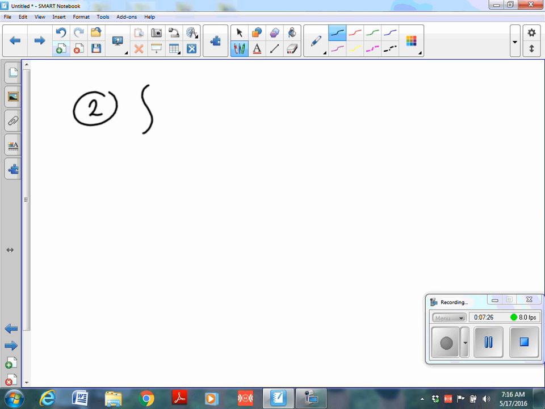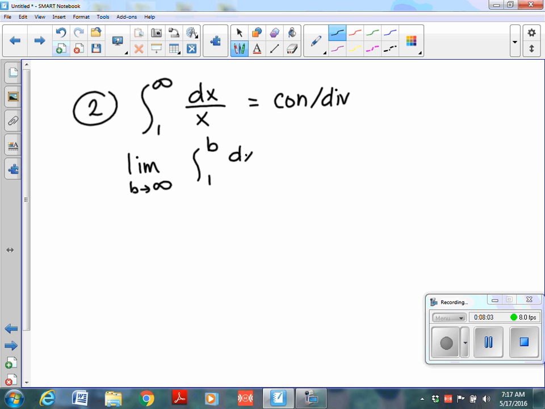Let's go from 1 to infinity, which is a number, the top one. I just did the third rule. Now I'm doing the first rule, from 1 to infinity of dx over x, and you're trying to decide if it converges or diverges. So the first thing I'm going to do is write the limit as b approaches infinity from 1 to b of dx over x.